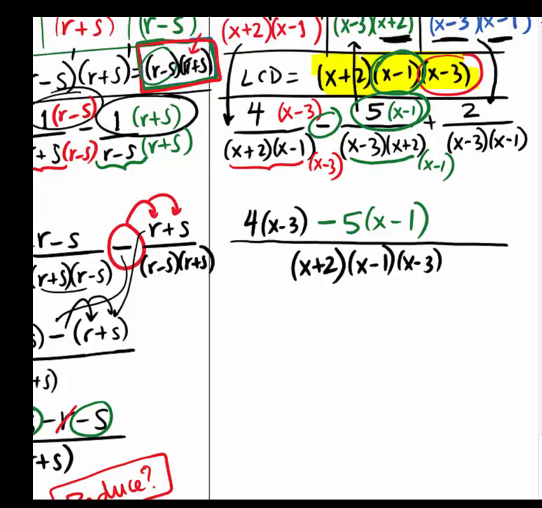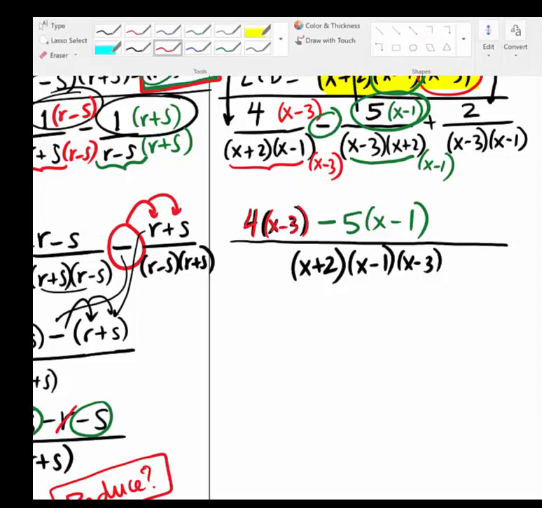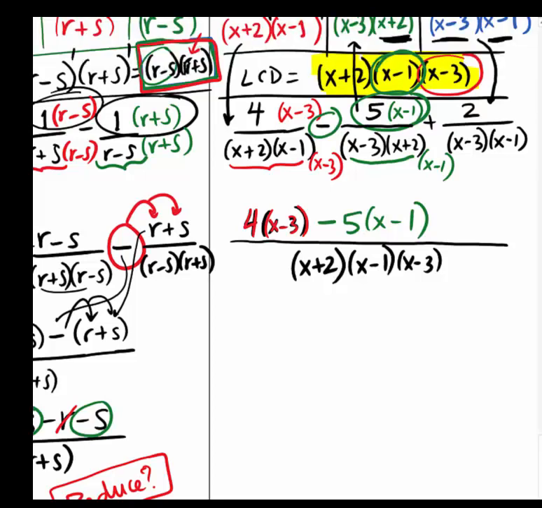Alright, maybe just a color code. The first numerator was 4 times x minus 3. The third fraction on the right has a denominator with x minus 3 and x minus 1, so he must be missing the x plus 2 from the LCD. I'll multiply top and bottom by x plus 2. And since he had a plus sign, that comes down, plus, and now his numerator is 2 times x plus 2.